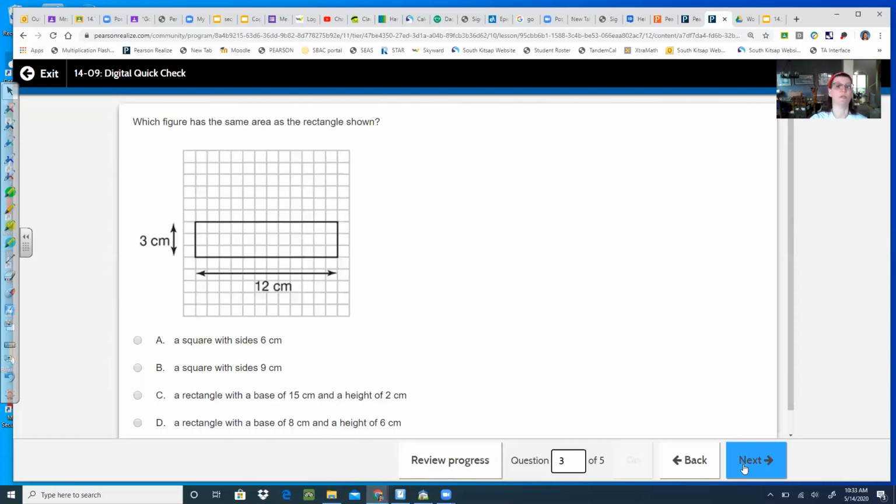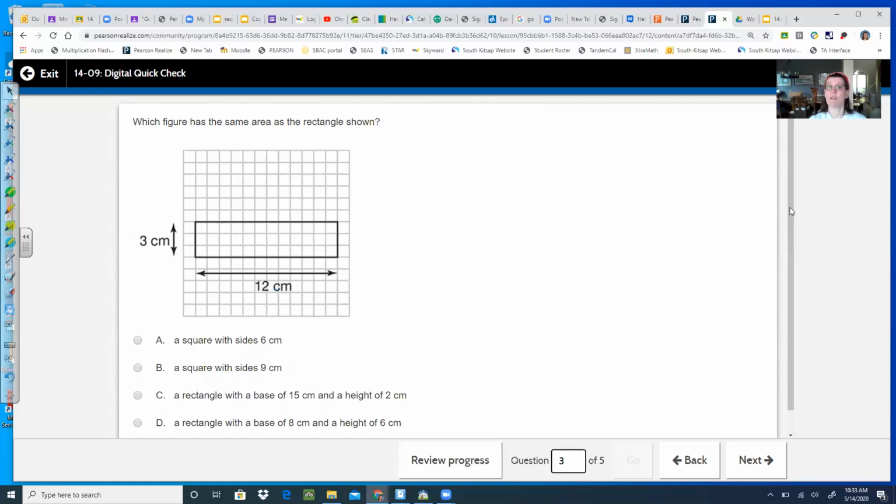Okay, number 3. Which figure has the same area as the rectangle shown below? So remember, area is length times width. So 3 times 12 is... You're like, I don't remember what 3 times 12 is. You can do it as 3 times 10, get 30, and then 3 times 2, get 6, and then add those two numbers together to find the area.